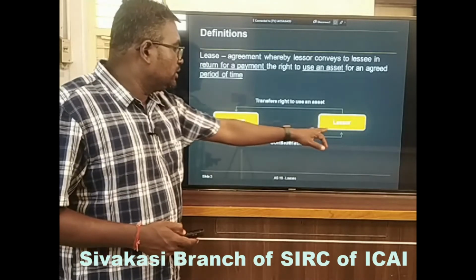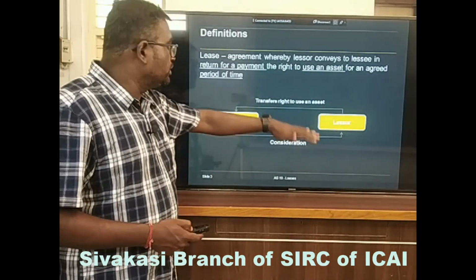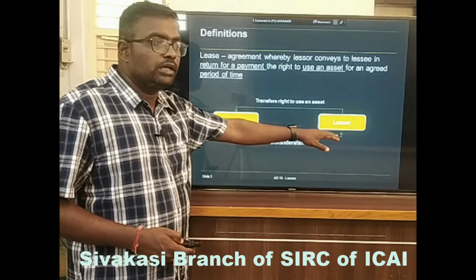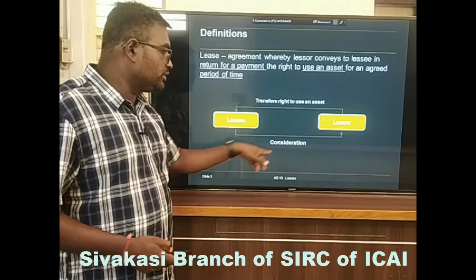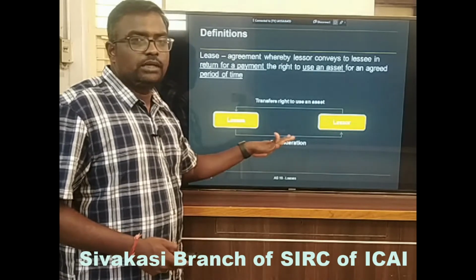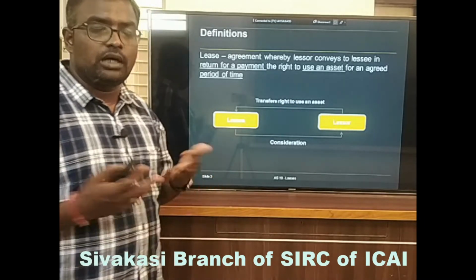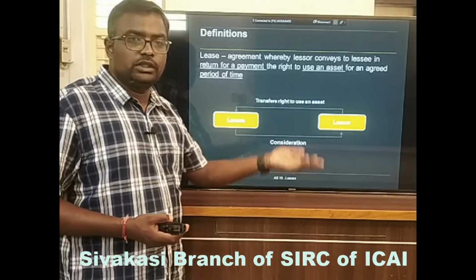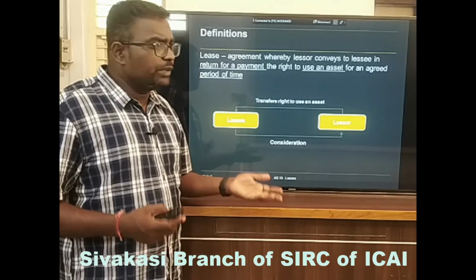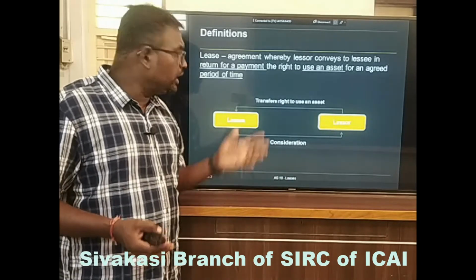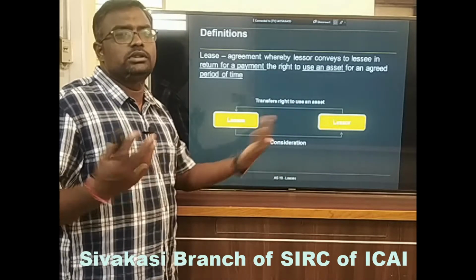So when the lessor transfers the right to use an asset for a consideration, this is a very simple concept. When a lessor, who is the owner of the property, transfers the right to use an asset to the lessee for a consideration, then it comes under this standard as a lease. It may be a building, a car, a chair, furniture, a laptop, a desktop, a generator, anything. So for a transfer of a right to use by a lessor to the lessee for a consideration, this standard will apply.